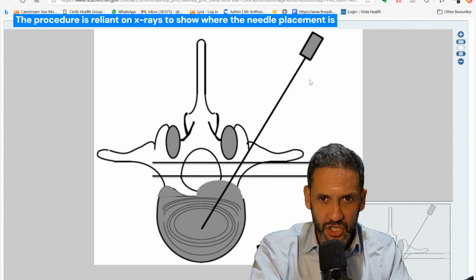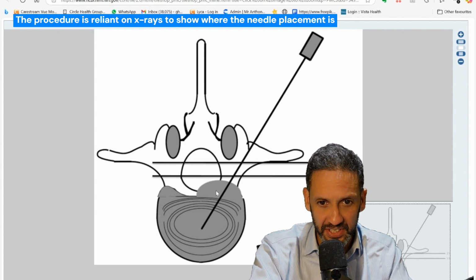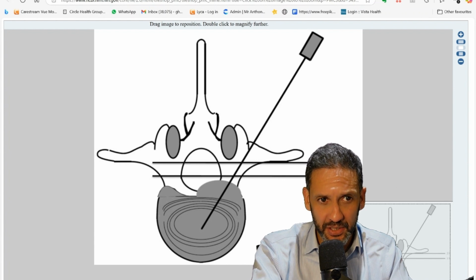So the procedure relies on x-rays to know that your needle is in the right place, so you don't get a direct view of the nerve or the disc like you would with a microdiscectomy, where you see the nerve and the disc directly under the microscope. And whilst microdiscectomy is strictly carried out by surgeons, the trouble with the laser discectomy is it is also carried out by non-surgeons such as pain specialists or even radiologists, as well as surgeons.